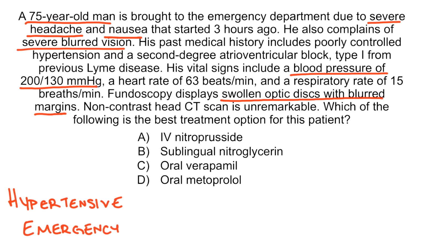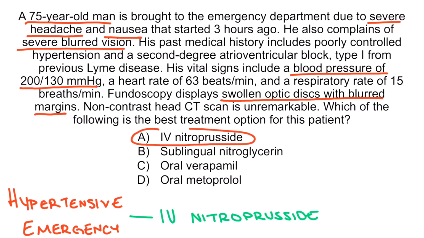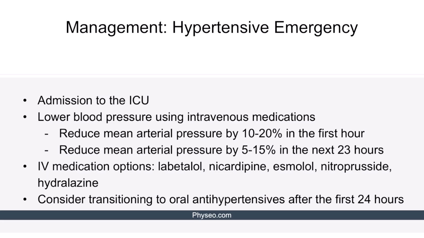Commonly used medications include IV nitroprusside, labetalol, nicardipine, clevidipine, hydralazine, and fenoldopam. Nitroprusside is the only IV medication listed as an option in this question. It works by dilating the blood vessels and reducing afterload. Therefore, the correct answer is option A. This is the slide reminding us of the management options for hypertensive emergency.